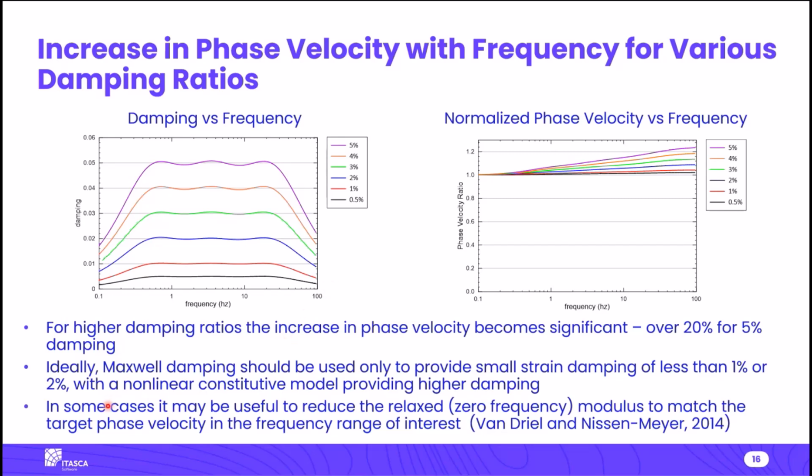So there are workarounds that you can use, like decreasing the relaxed modulus, the zero frequency modulus, so that even with an increase in phase velocity, you can match your target frequency range of interest. You can keep the right phase velocity. There are actually several geophysics papers where they discuss this and fine-tune their model to get the right phase velocity at a certain frequency. But again, ideally, it's not such a serious issue if you're sticking to 1% or 2% damping.